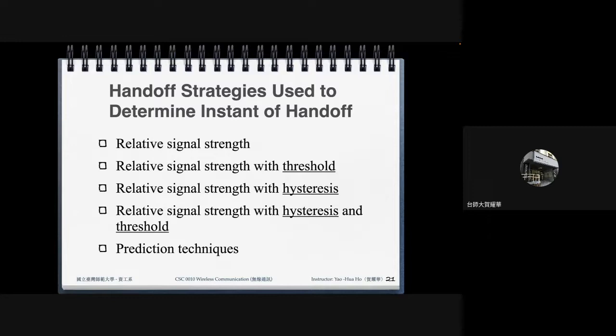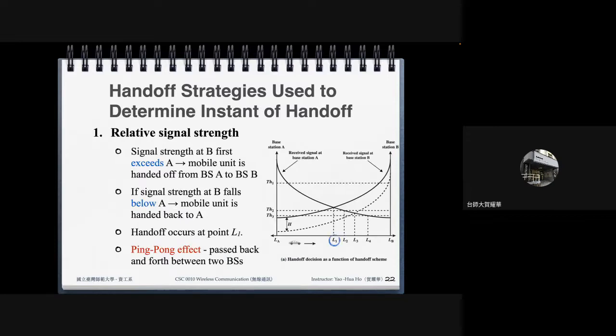Now, the strategies for the handoff are as follows, to determine the instant when you want to hand off. The first one is relative signal strength. If the signal strength at B is stronger than at A, the mobile unit hands off from base station A to base station B. Similarly, if the signal strength at B falls below A, then the mobile unit hands off back to A. So it will switch between B and A.